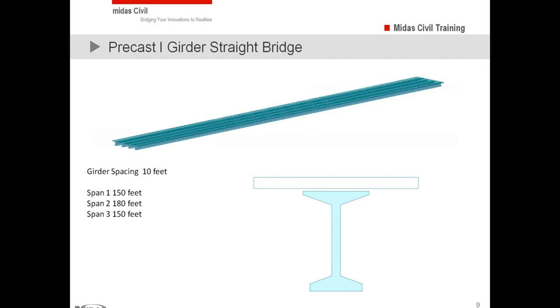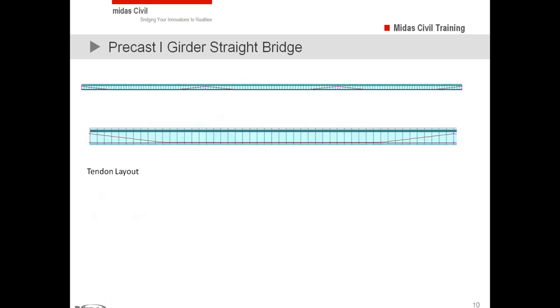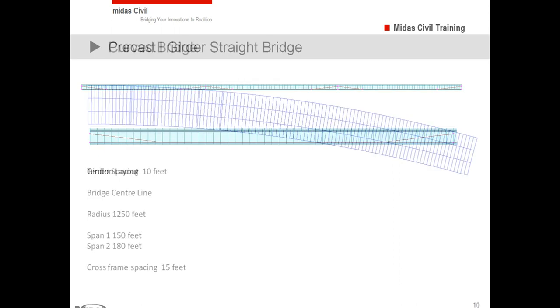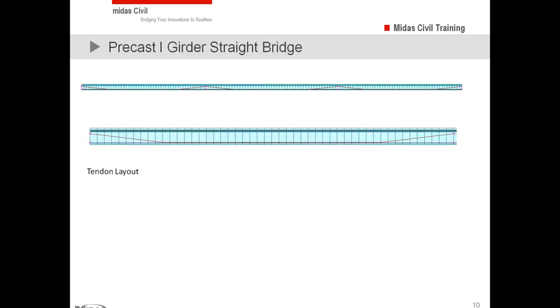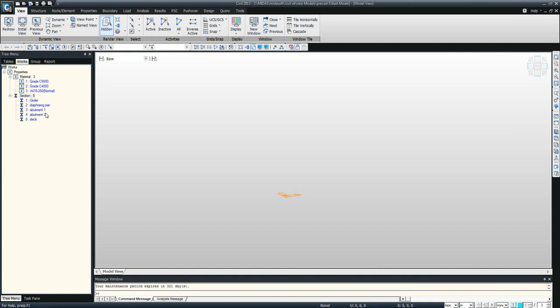And the second bridge project that we are going to model is a steel plate girder bridge. It's a curved bridge. Let me show you how it looks. This is how the curved bridge will look. I hope you can see it now, and we are going to model this bridge. So first of all, let us start with the modeling of the precast I girder bridge. Let's start with the simple stuff, the straight girder bridge, and then we can move on to the more complex type of bridge.